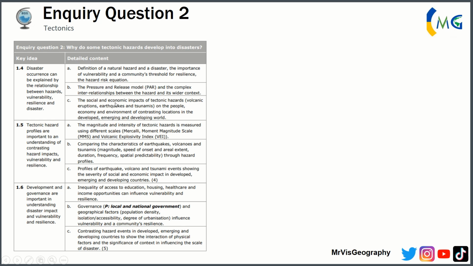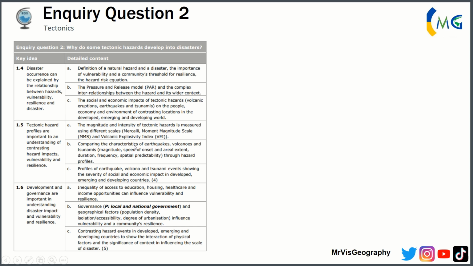We have a look at the social and economic impacts of hazards and how they vary according to different areas. So that's where we look at high income, low income, and newly emerging. We understand how we measure earthquakes and volcanoes. We look at the Mercalli scale, the moment magnitude scale, the Richter scale. We look at the volcanic explosivity index.